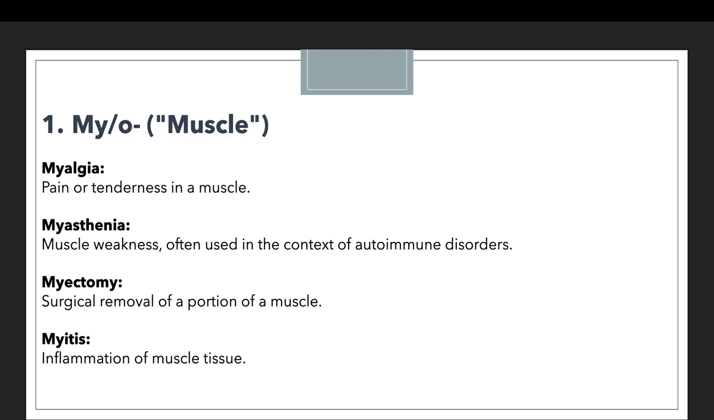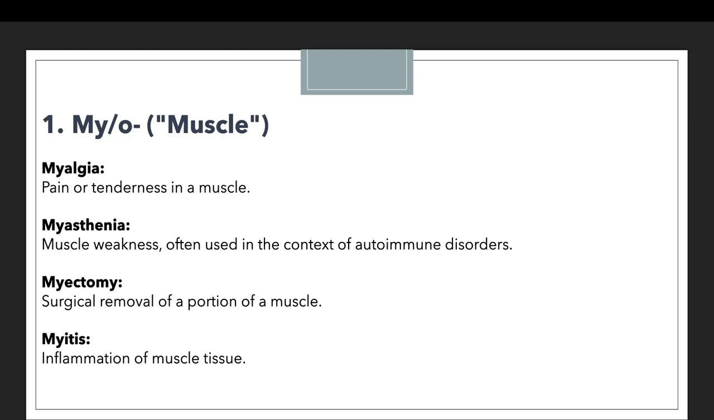Now, my or myo is mainly used to denote muscle. Look at the first example, which is myalgia. What is myalgia? It's a pain or tenderness in the muscle. Likewise, the second example is myasthenia. Myasthenia means muscle weakness, often used in the context of autoimmune disorders. The patient who is suffering from an autoimmune disorder feels weakness in the muscle, so to denote that particular condition, we will use the medical term myasthenia.